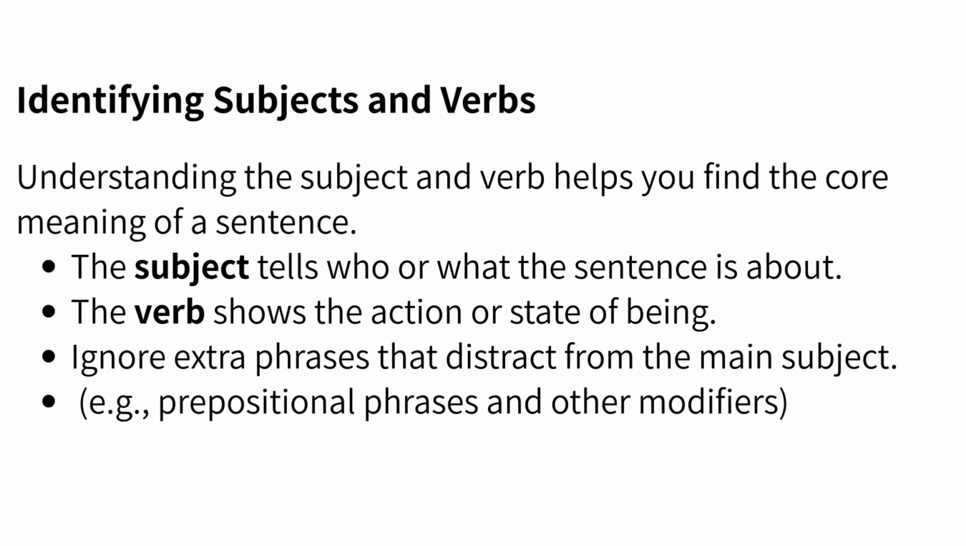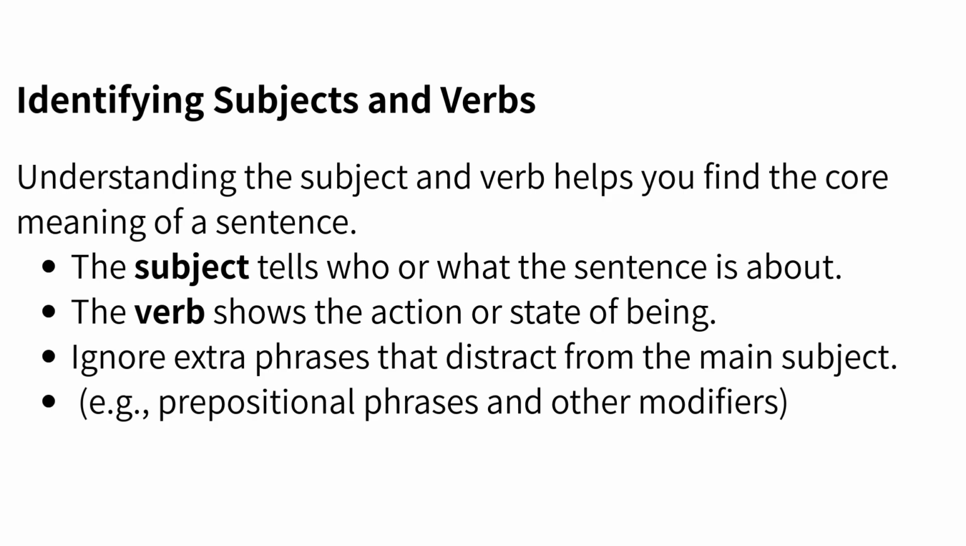Before you can analyze agreement or correct grammar errors, you need to be able to identify the subject and the verb of a sentence. These two elements form the core meaning of any sentence, and the SAT often tests whether you can find them correctly, especially when the sentence contains extra phrases. The subject tells us who or what the sentence is about. In many SAT sentences, the subject appears before or after a long phrase, so you must learn to ignore unnecessary details and locate the main noun.